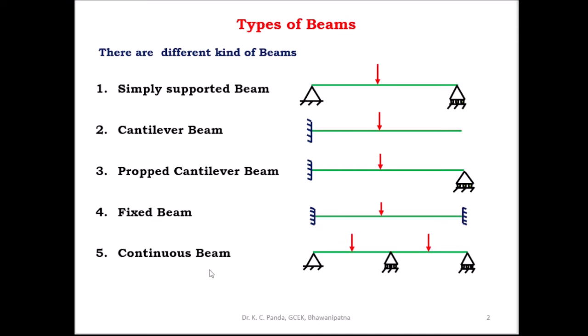Then continuous beam. When the beam is resting upon more than two supports, this type of beam is called the continuous beam. Here the beam is resting on more than two supports, that is, over three supports. This type of beam is called the continuous beam.